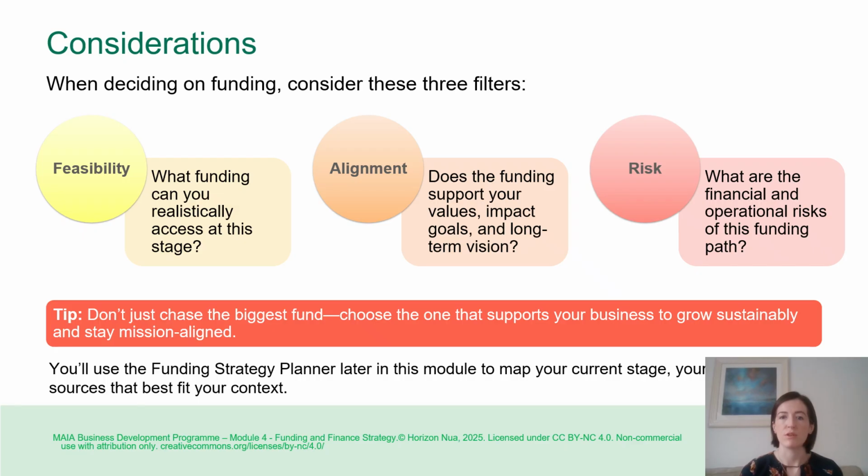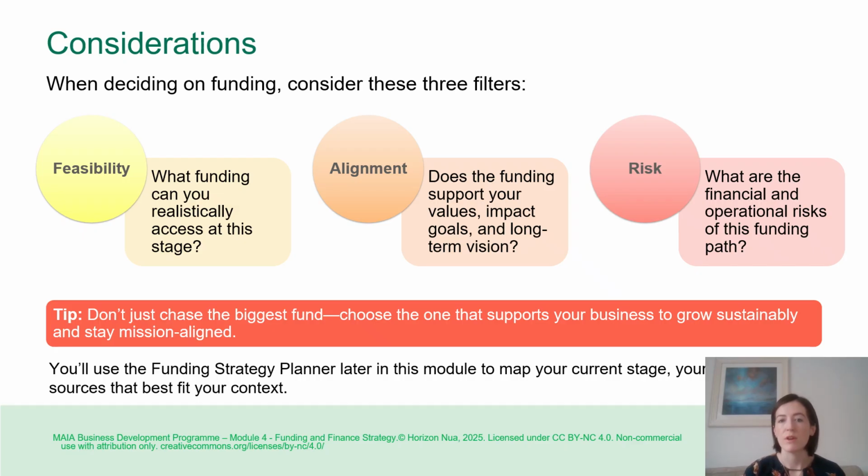Now that you've seen the types of funding and how they align with your stage and mission, the next step is to make the right choice for you. That means looking beyond what's available and focusing on what's truly a good fit. There are three key filters to help guide your decision. First, feasibility. What can you realistically access at this point in your journey? If you don't yet have customers or measurable results, then impact investment or loans may be premature. Second, alignment. Does the funding source respect your goals and values? Will it allow you to stay mission-led?